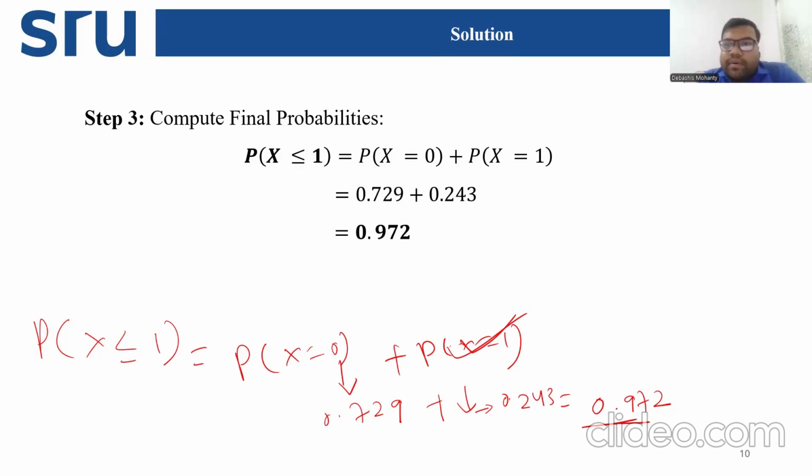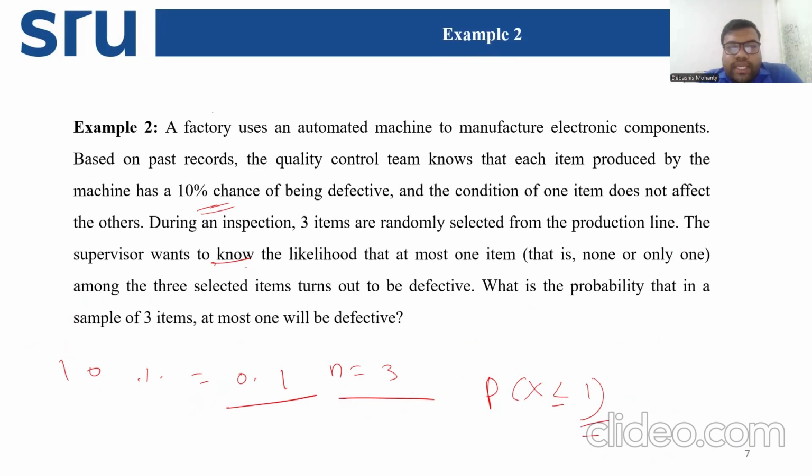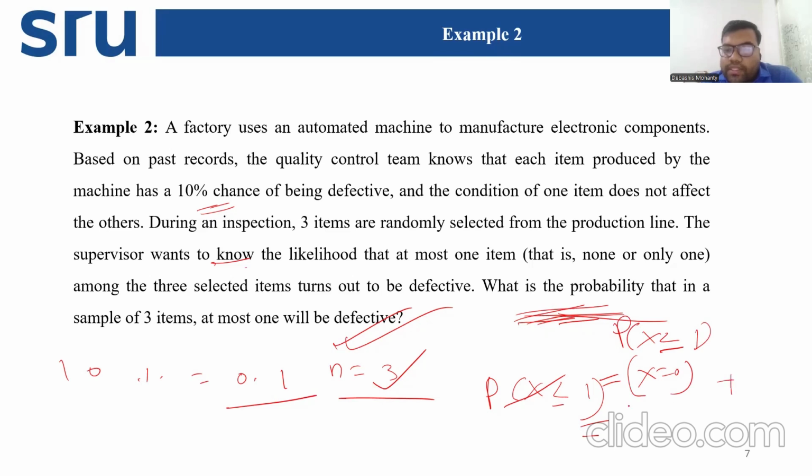This problem is asking only to find the probability of at most one. So let us try to understand the question first. What is the question asking? The question is: what is the probability that in a sample of 3 items, at most one will be defective? So at most one defective means here we need to find the probability of x less than or equal to 1. And to compute that, we are just calculating x equals 0 plus x equals 1. So at the 0 and 1 points, we are calculating this, right?